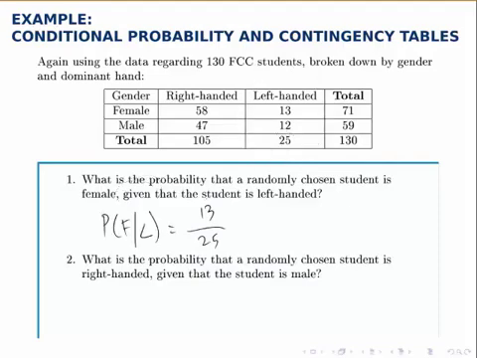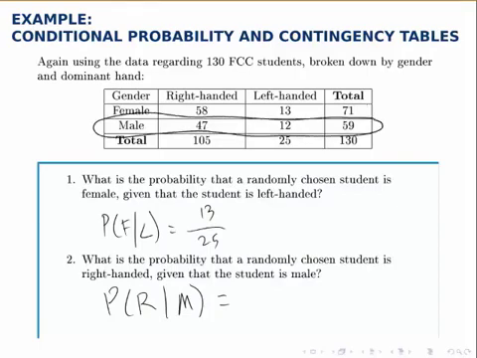Similarly, for part 2, if we want to know the probability that a randomly chosen student is right-handed, given that the student is male, we need to restrict ourselves to the category that we're given. So we're given that the student is male, so we know that we're in this row, the male students. And we're asked, if we're choosing just from this pool, in other words, this pool of 59 people, what proportion of those are right-handed? What's the probability the student is right-handed, given that we're just looking at the male category? Well, there are 47 right-handed students in this category, 59 total students, so the probability is 47 divided by 59.